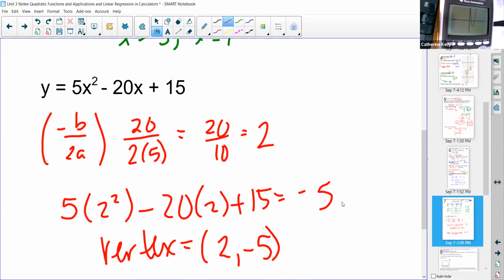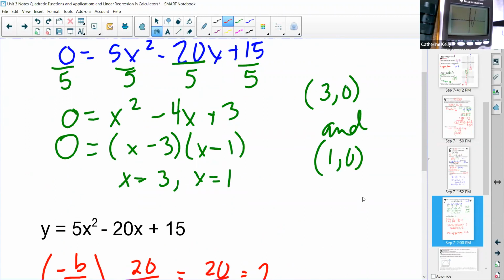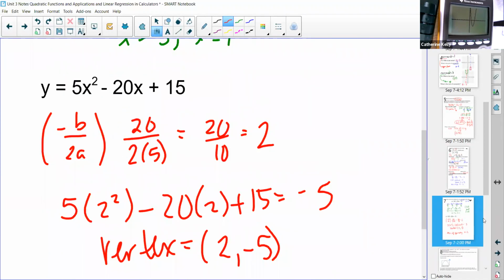My graph says, there's my axis. And if I look, I have my x-intercepts at 3, 0 and at 1, 0. So, graph looks good to me. Good job.